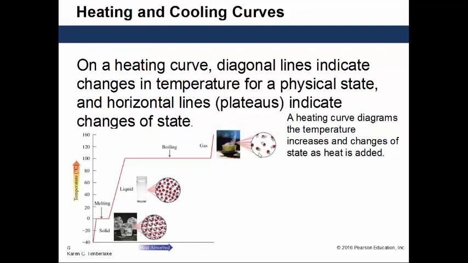All right, next we'll talk about heating and cooling curves. Here's a common example of a heating and cooling curve. You're given information on when a substance turns from solid to liquid and from liquid to gas, when they are basically changing states and at what temperature, and how much heat is absorbed. These diagonal lines here indicate a change in temperature for a physical state, and these plateaus here and here indicate the actual change of state.